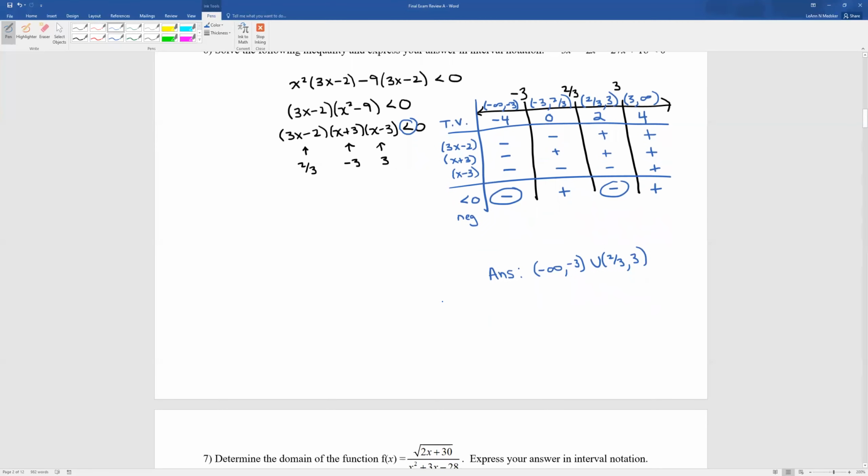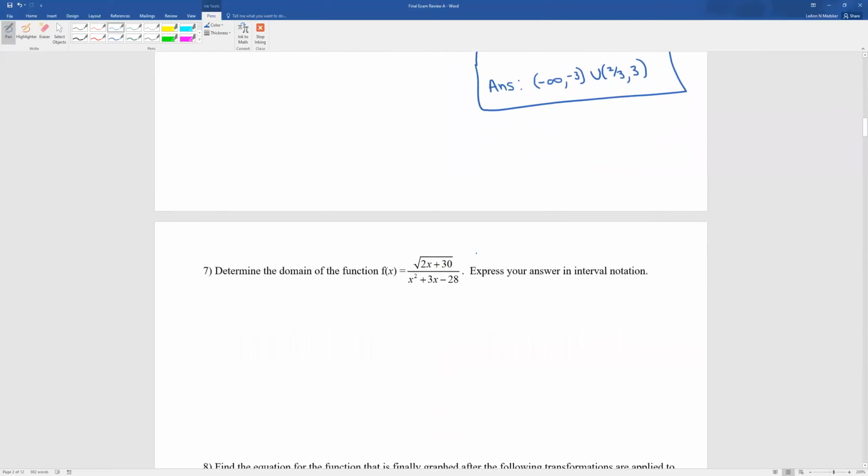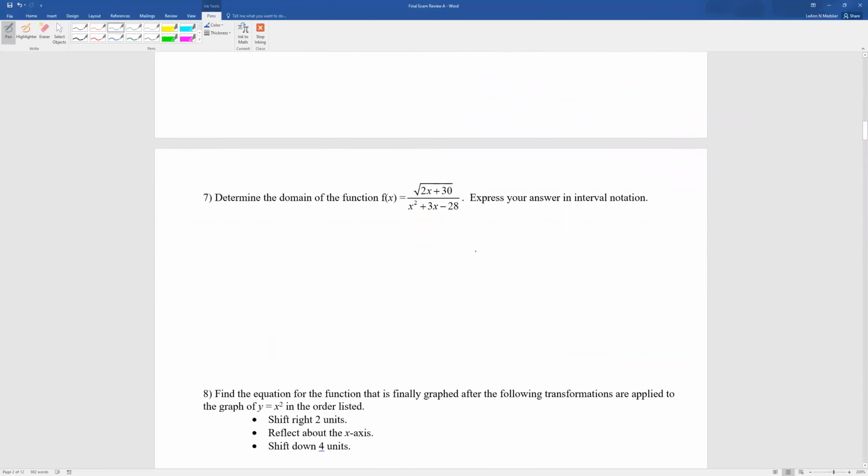Okay, so let's look at number 7. We're determining the domain of the function, and we have f of x equals the square root of 2x plus 30 all over x squared plus 3x minus 28. And we want to express our answer in interval notation. There's two things going on with this problem. First of all, if you have square roots, you have to worry about the inside not becoming a negative because that would make it an imaginary number, and the domain of functions is always in the real numbers only.